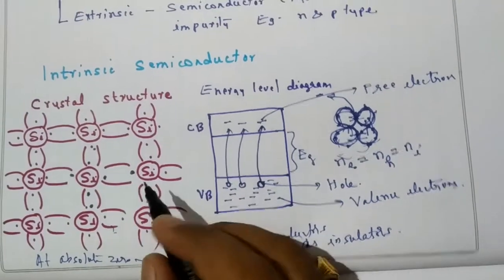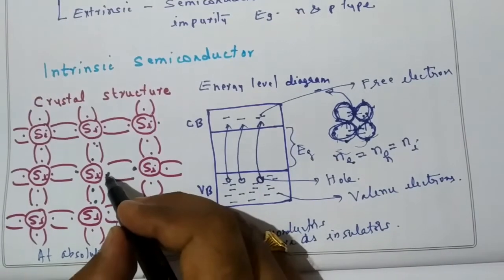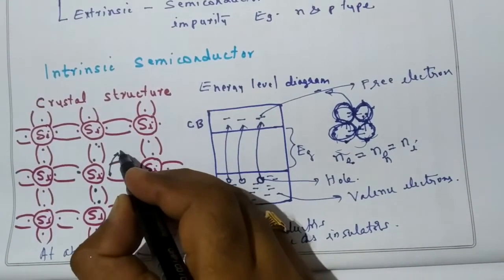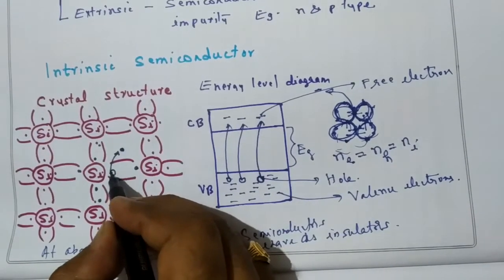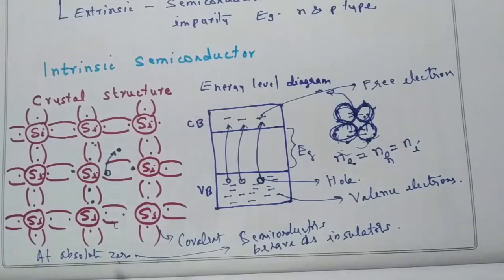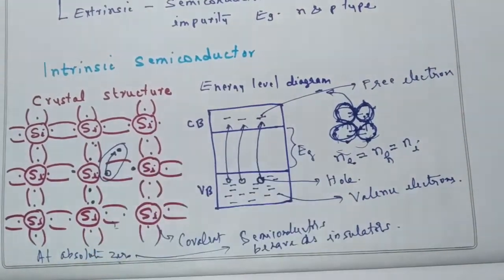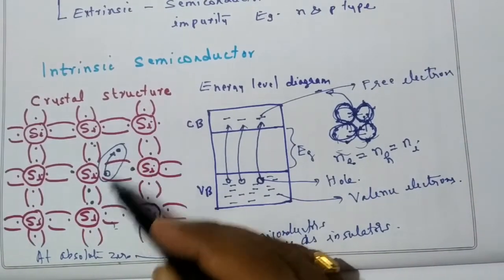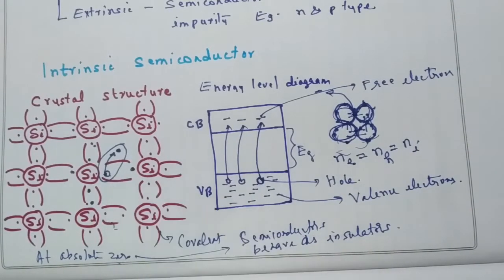So here what will happen? Coming to this, the same thing I'll explain here. Let us say this electron acquires energy and comes out of the bond, creating a hole. So the electron hole pairs are generated. This is called an electron hole pair because they always exist in pairs. One free electron gives rise to one hole.